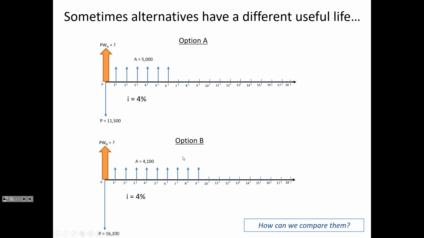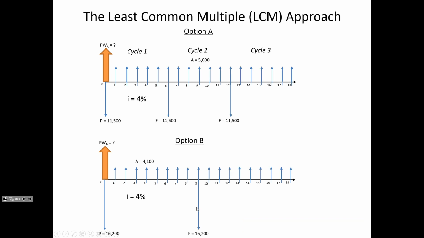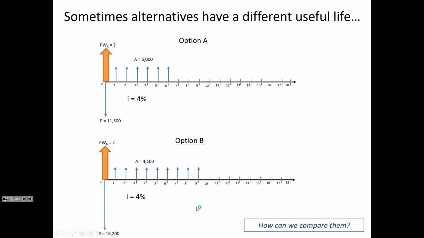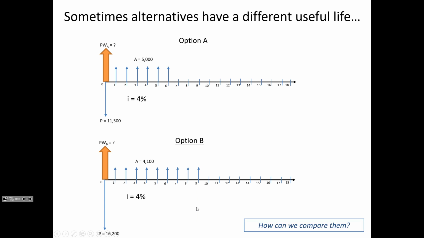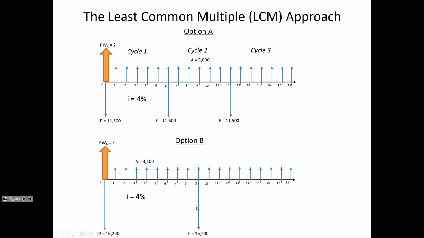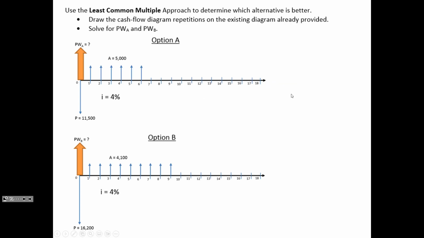What we're going to be doing is talking about 3 different methods for overcoming the discrepancy in the useful lives here. And the first of them is called the least common multiple approach. So look at what has happened from the base options, option A lasting 6 years, option B lasting 9. And now in the LCM approach, what we've done is we've repeated the cash flow diagram multiple times.